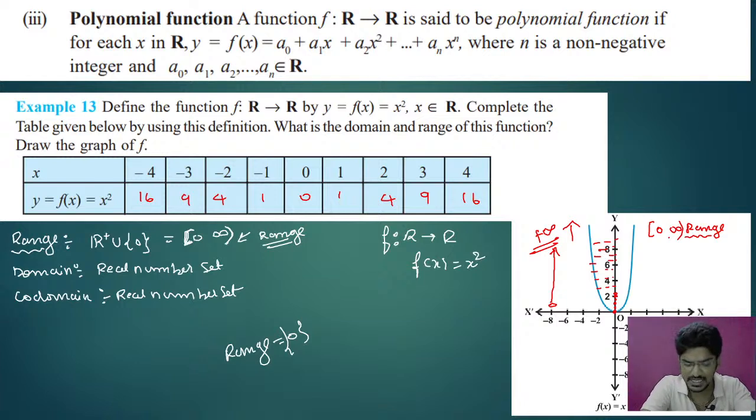Here the domain is the real number set, codomain is the real number set, range is closed at 0, open at infinity, and therefore the polynomial function is defined as f of x equal to a0 plus a1x plus a2x square plus a3x cube plus so on to an x to the power of n. So quickly tell me, how many of you have understood this?